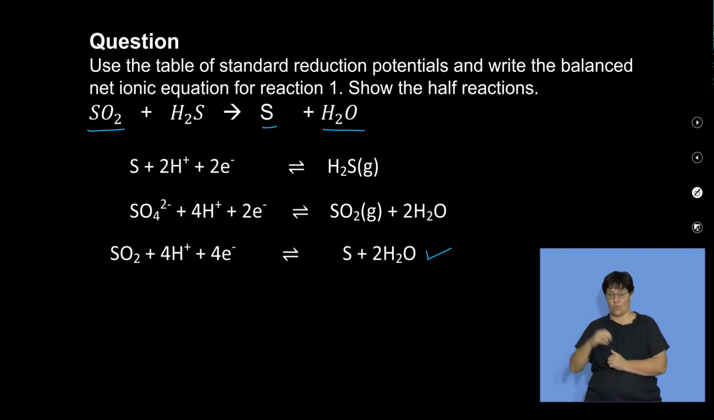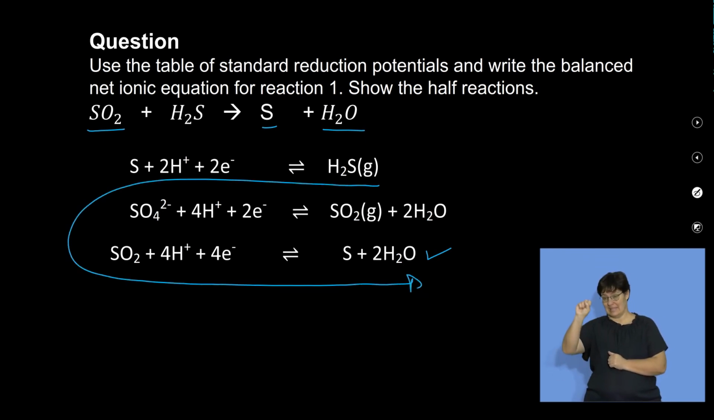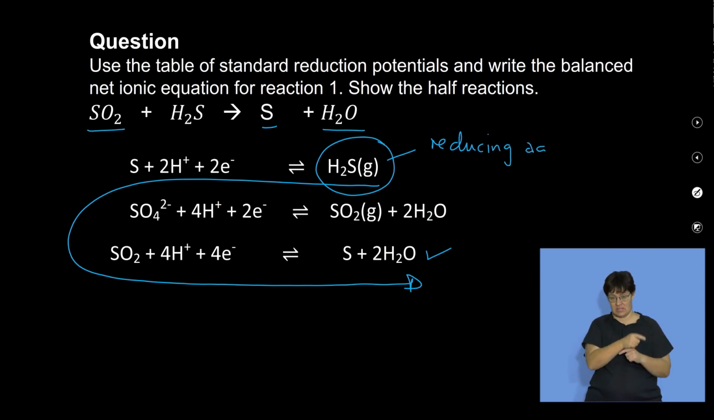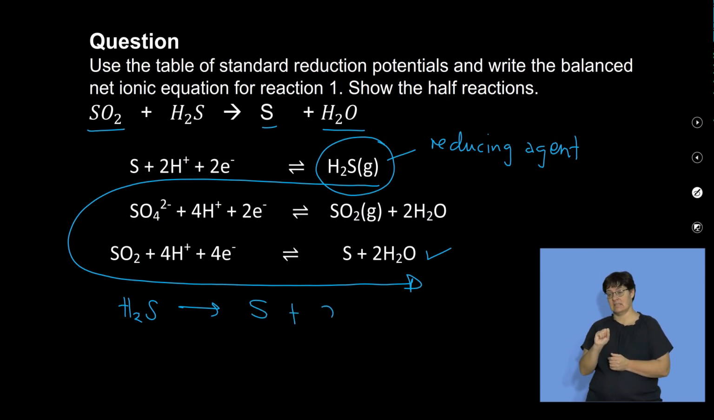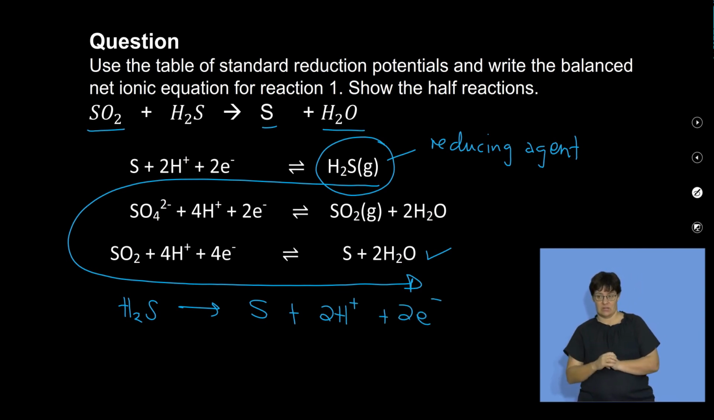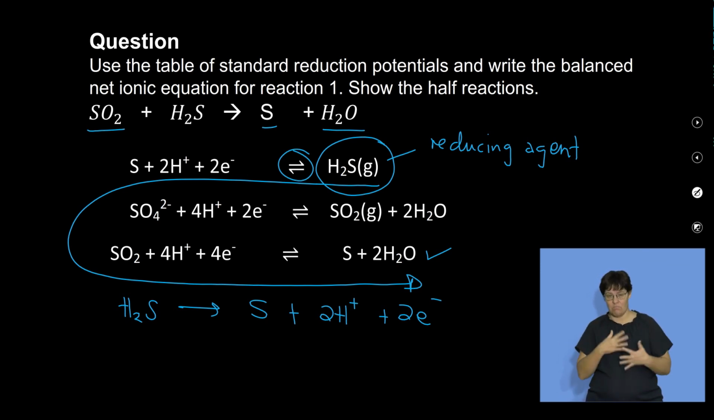So if we go that way, we are able to say, okay, hydrogen sulfide is actually our reducing agent. So what does a reducing agent do in a reaction? It undergoes oxidation. So if we are going to represent this half reaction, we'll have hydrogen sulfide giving us sulfur, plus hydrogen ions, plus 2 electrons. Take note, the arrow goes from left to right. It's no longer the reversible one because we've decided that this is our strongest reducing agent as per the table.